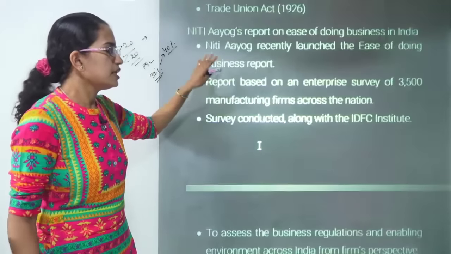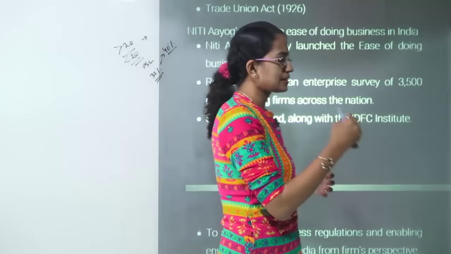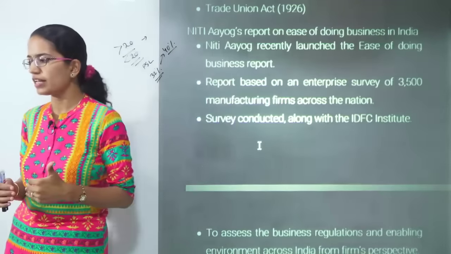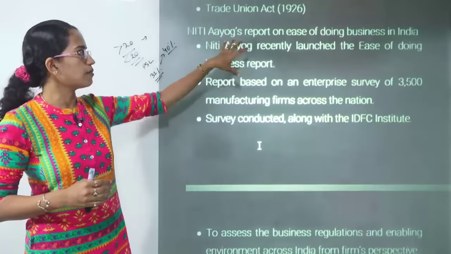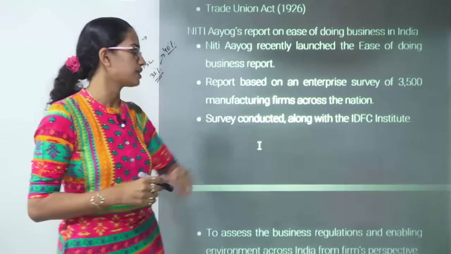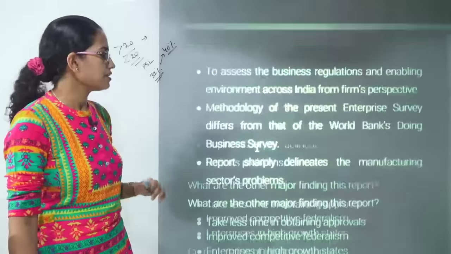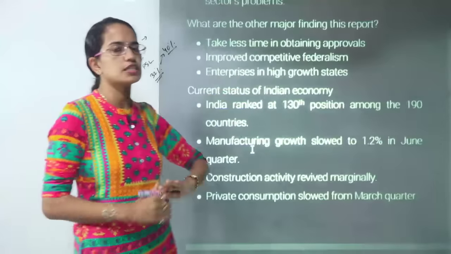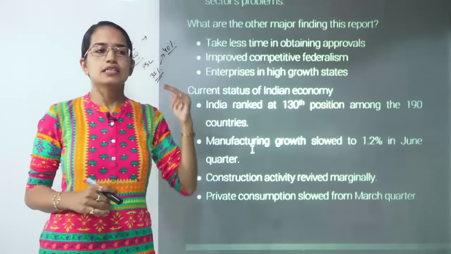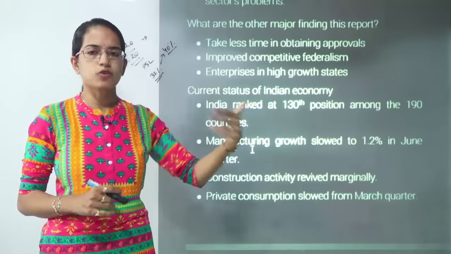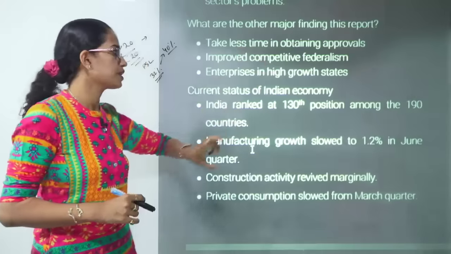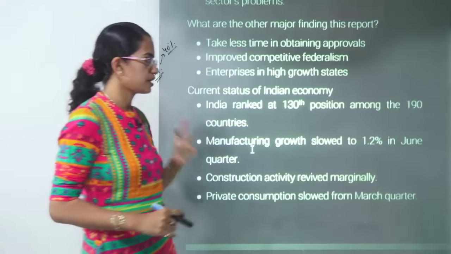The next is ease of doing business. Similar to the World Bank's ease of doing business, Niti Aayog has recommended an ease of doing business for India as well. Now here when we talk about the ease of doing business report, it has incorporated nearly 3,500 manufacturing firms from India, and we are assessing three important things. First is the level of delays in the approval process. The second is the increasing competitive cooperative federalism, and the third is high growth rate. So all three aspects should be included under the ease of doing business that has been given by the Government of India.